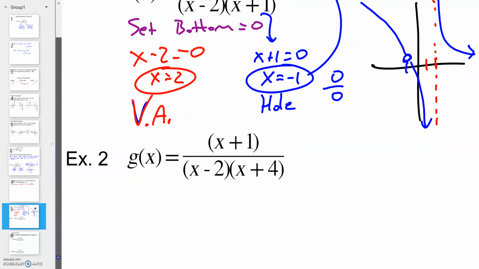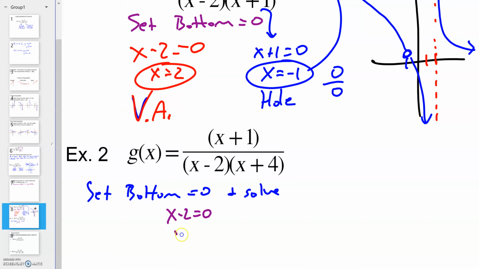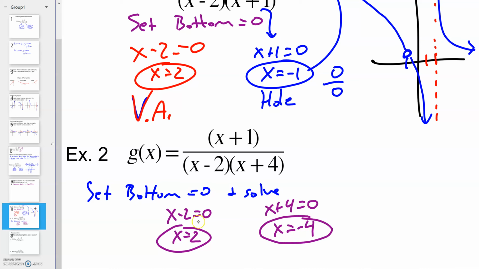So that's what's going on. Let's look at a second example. So here, again, first thing's always the same. If you want to write down a step here, the steps are set the bottom equal to 0 first, okay, and solve. So if I do that with this function, I would get, again, x minus 2 equals 0, which gives me x equals 2. I would also get x plus 4 equals 0, which gives me x equals negative 4. When I'm looking at the factors on the top, 2 and negative 4, neither one of them make the top 0. So I would say these are both vertical asymptotes.